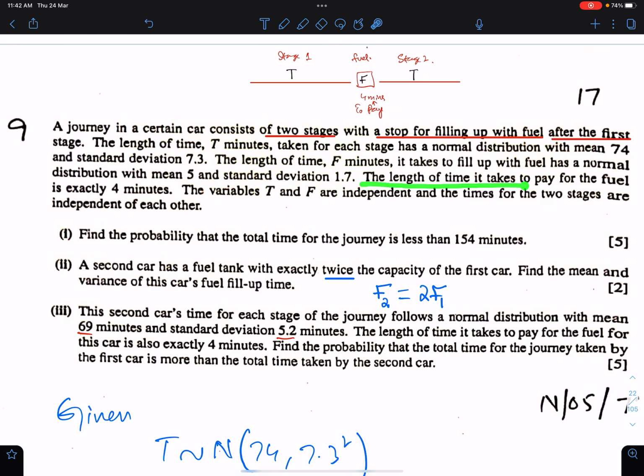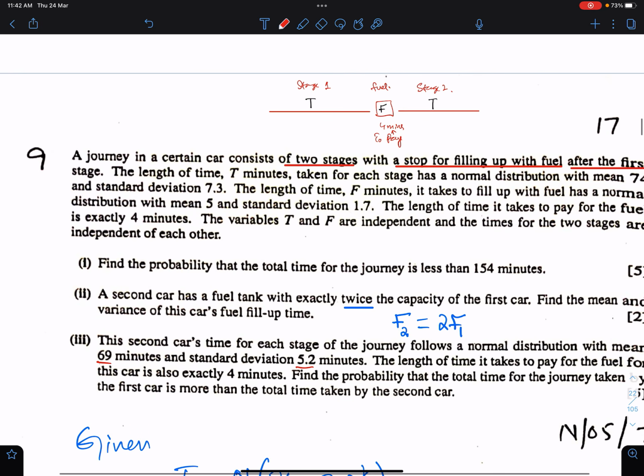The length of time it takes to pay for the fuel is exactly 4 minutes. So 4 minutes to pay, and this is fixed. The variables T and F are independent and the times for the two stages are independent of each other. Part 1. Find the probability that the total time, total means sum, for the journey is less than 154 minutes.